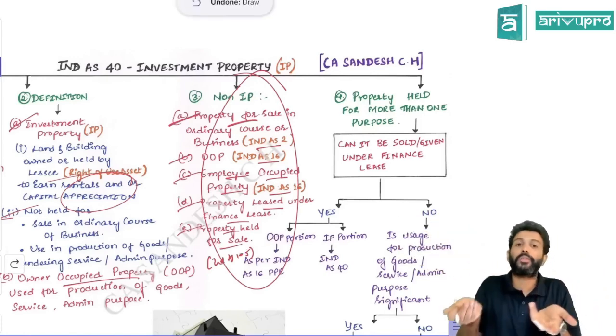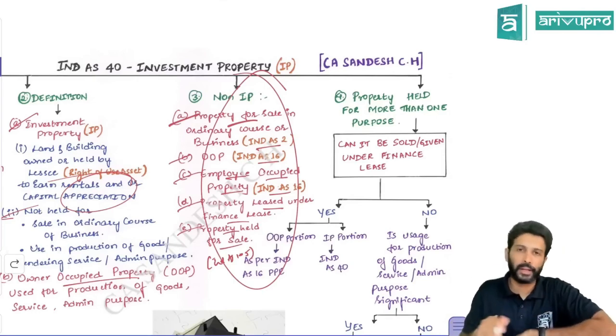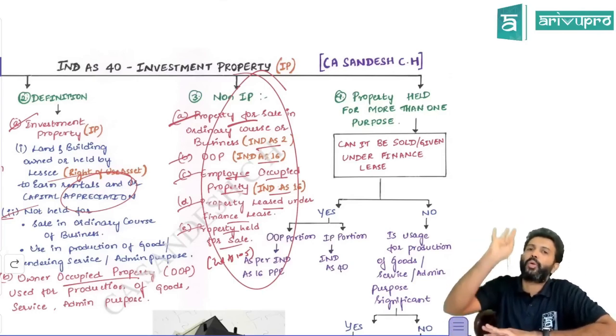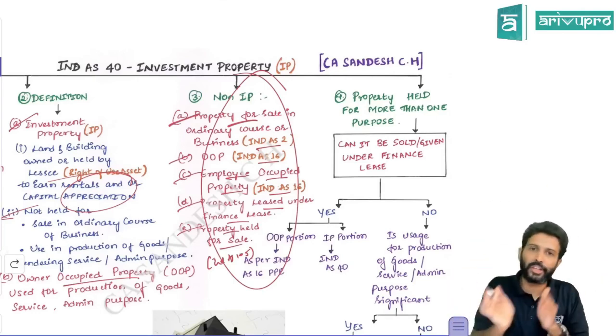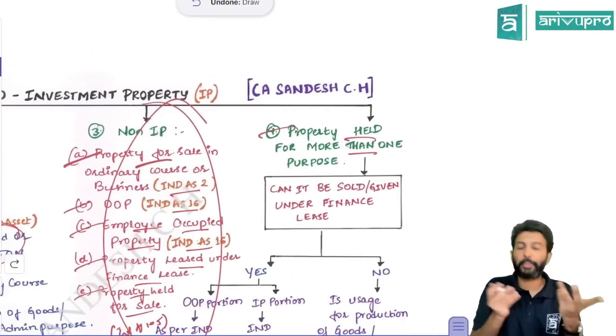Then if you have given it on finance lease, you are a lessor, and if you have given it on finance lease, then also it is not an investment property. Okay, so basically that property which you are holding to earn only rentals or capital appreciation is IP. That's one. Next is, if property is held for more than one purpose, what to do, sir?